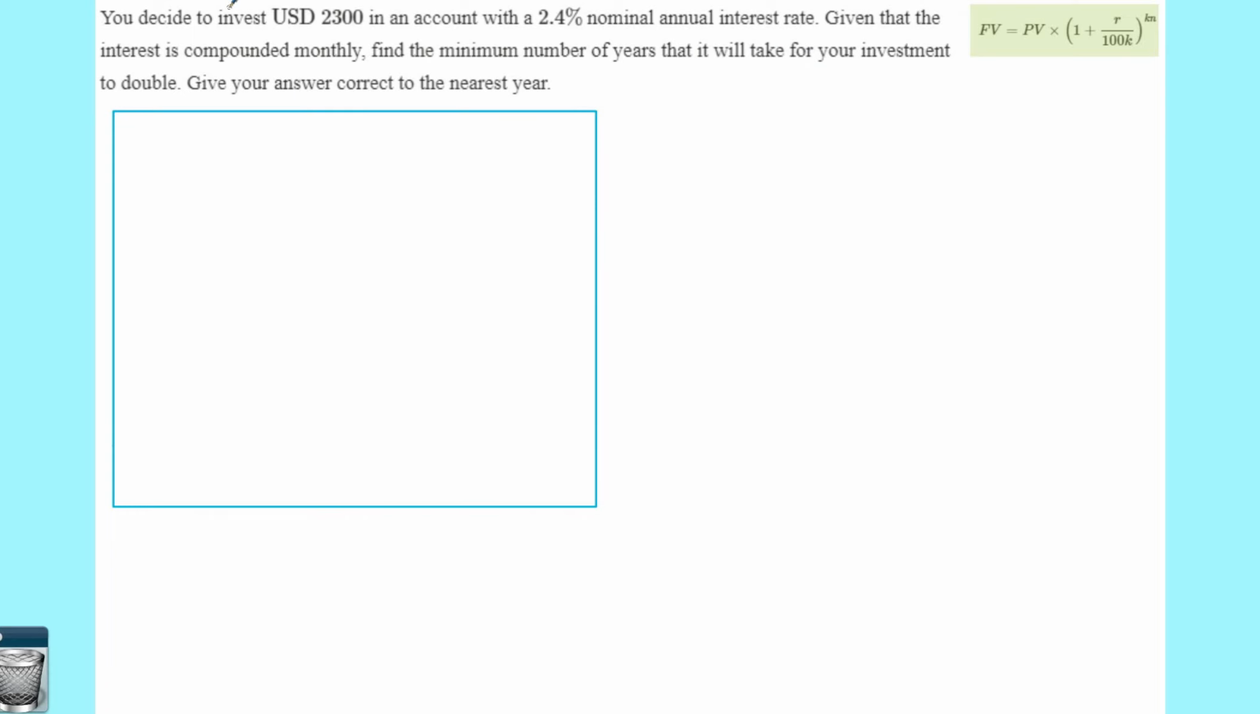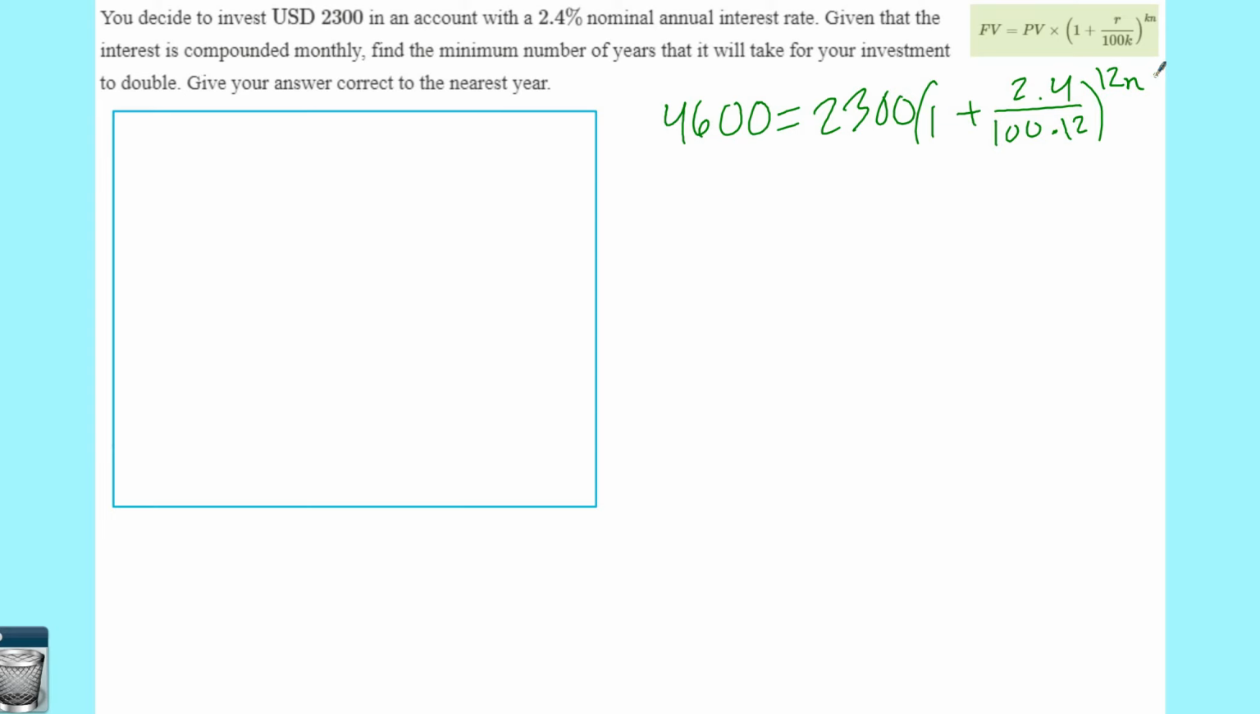Okay, so here we want to invest monthly, and find the minimum number of years that it will take for your investment to double. So if we want our investment to double, that means we want to earn 4,600. The initial value was 2,300. Our rate is 2.4, and it's compounded monthly, so this is going to be 12. We want to figure out what n has to be.